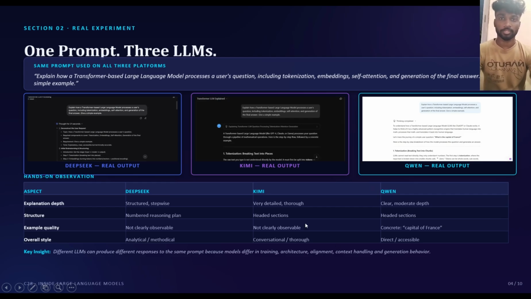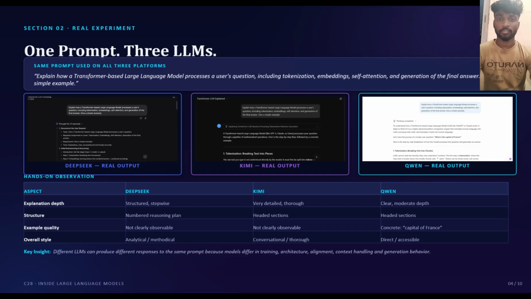One prompt, 3 LLMs. Now this is the main practical part of my assignment. I used exactly the same prompt on DeepSeek, Kimi and Qwen. The prompt was: explain how a transformer-based large language model processes a user's question, including tokenization, embeddings, self-attention and generation of the final answer. Give a simple example. I then compared the output based on explanation depth, structure, example quality and overall response style.